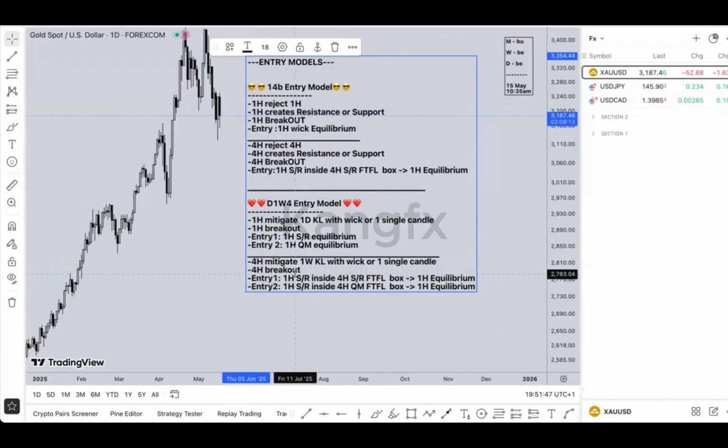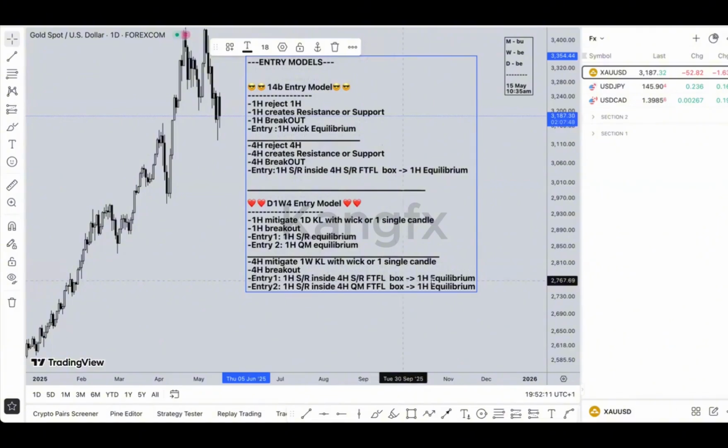And how do we pick the trade on 4 hour using the D1W4 entry model? 4 hour must mitigate 1 week key level with what? With a 4 hour week or just one 4 hour single candle break. Then 4 hour must do a breakout. Then we have two ways we enter the trade.